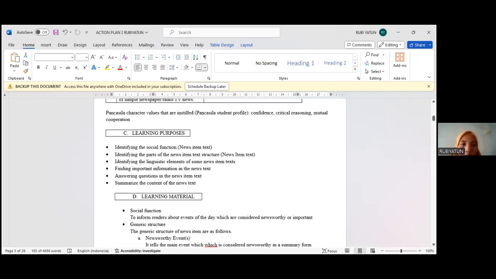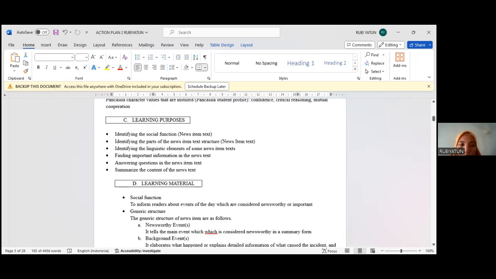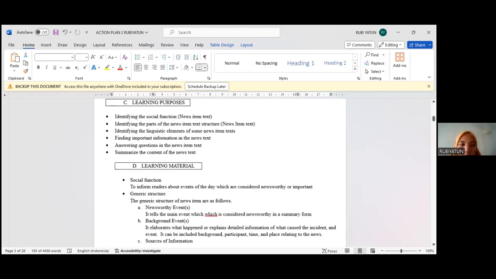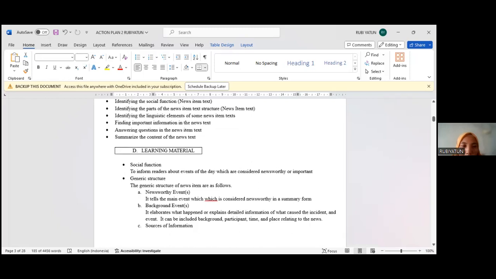Learning purpose, and then Pancasila character values that are instilled: confidence, critical reasoning, mutual cooperation. Learning process: identifying the social function, identifying the parts of the news item, structure text or text structure, and then identifying the linguistic elements of some news item text, finding important information in the news item text, answering questions, and then summarizing the news item text.